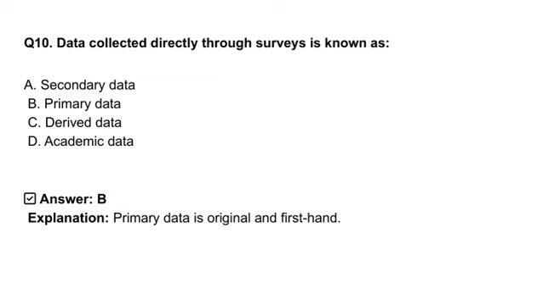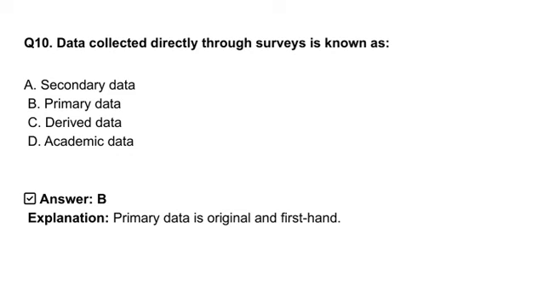So, when we look at types of data, one key category is primary data, which is answer B. Primary data is original and first-hand, meaning it's data you collect yourself directly from the source. For example, if you conduct a survey or interview, you're gathering primary data because it's fresh and specific to your needs. This contrasts with secondary data, which has already been collected by someone else and is readily available.